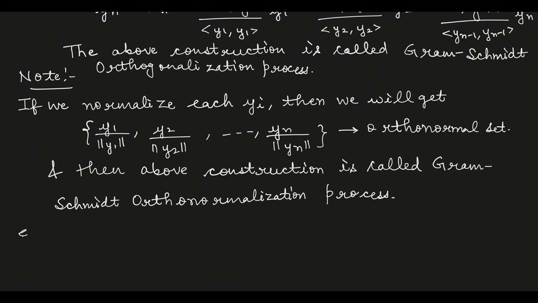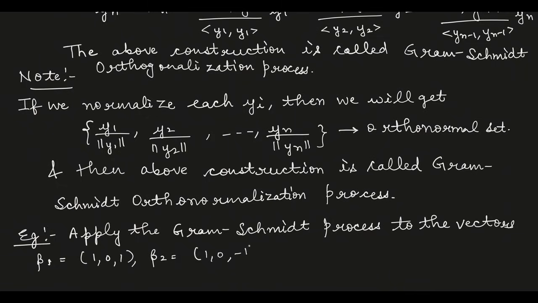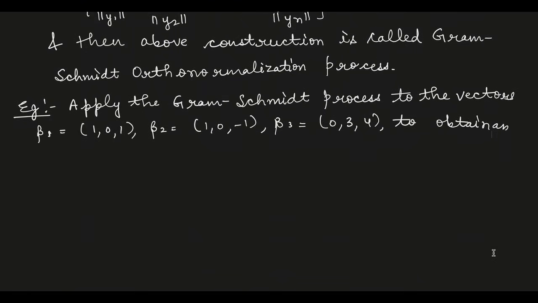Now let us see an example. Beta 1 equal to 101, beta 2 equal to 10 minus 1, beta 3 equal to 034, to obtain an orthonormal basis for R3 with the standard inner product.